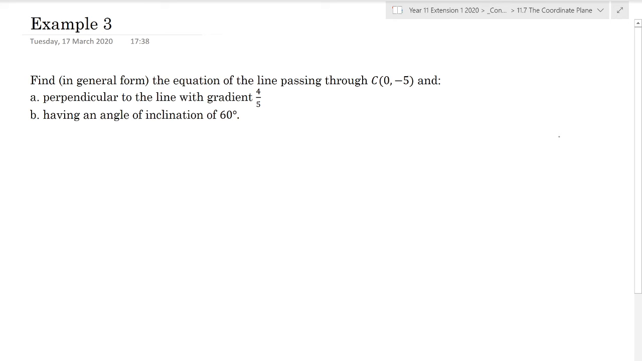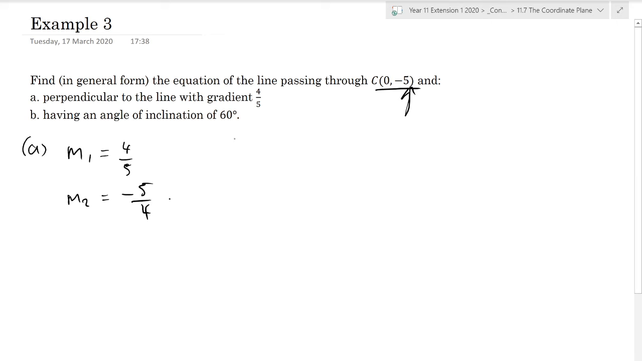Okay, last but not least, find in general form the equation of a line passing through (0, -5) and perpendicular to the line with gradient 4 on 5. For part A, if the gradient of the first one is 4 over 5, then the gradient of the second one must be the negative reciprocal, so -5 on 4. Now we know it passes through (0, -5), so we can work out the y-intercept. Well, we don't even have to, because it is the -5. But we'll do it the long way just to make sure that it works.